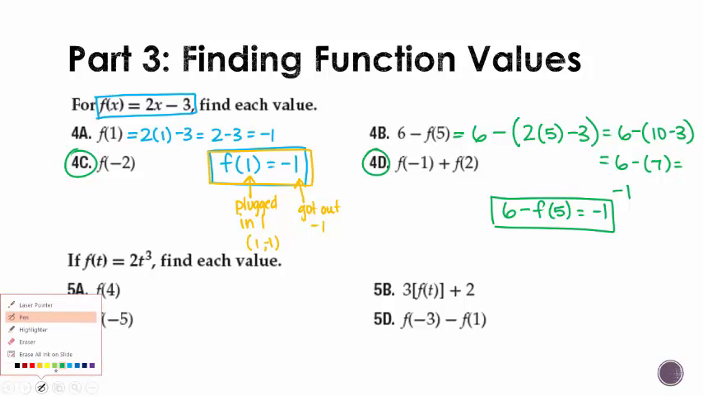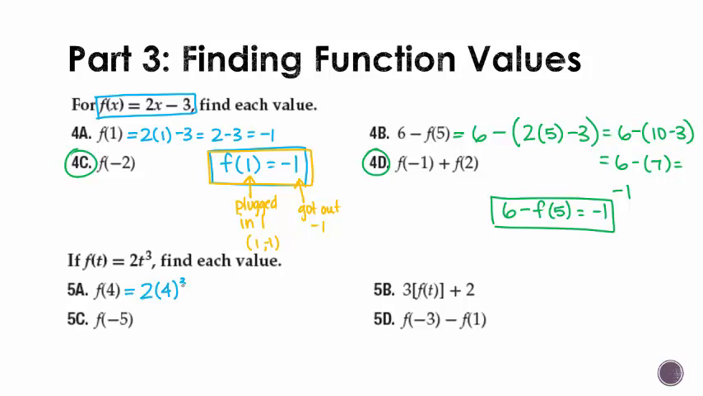Now let's try the next one. f of t equals 2t cubed. So when I plug this in, I have f of 4, which is 2 times 4 cubed. PEMDAS tells us we have to do our exponents first, so make sure you do 4 times 4 is 16. Multiply by 4 again, you get 64. And then if we multiply that by 2, we get 128.